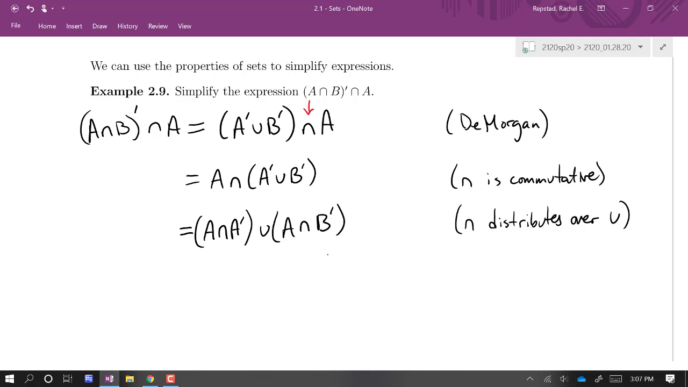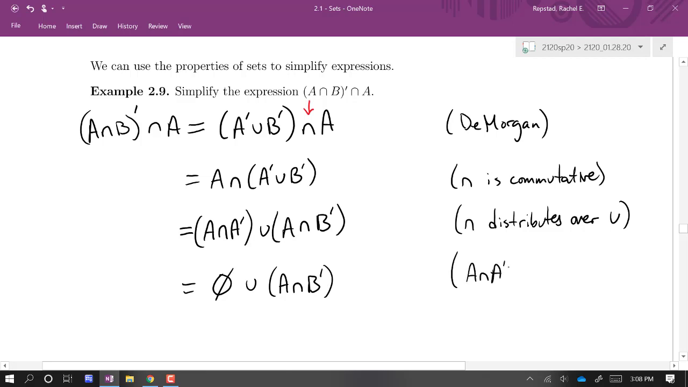Anything we can do now? Maybe A intersect A complement to be what? To nothing, to the empty set. So there are no elements in common in A and A complement, so that's the empty set, union A intersect B complement. We're using the fact that A intersect A complement is empty.